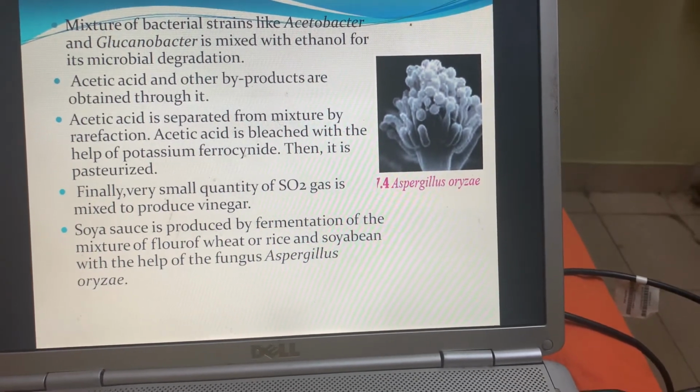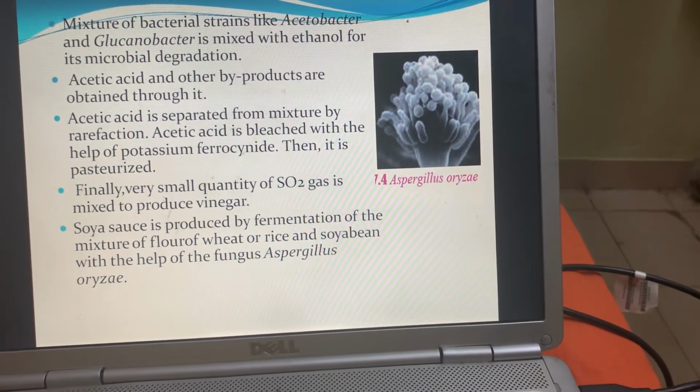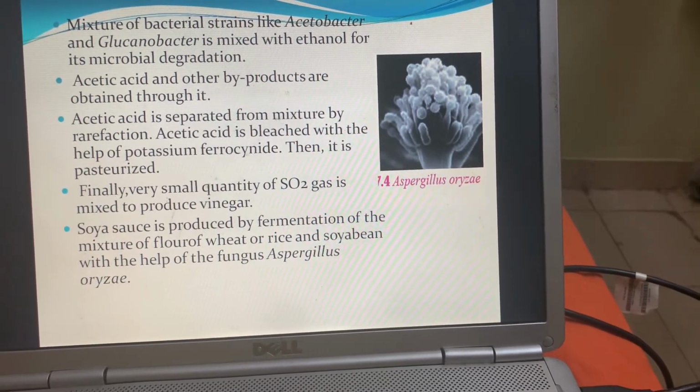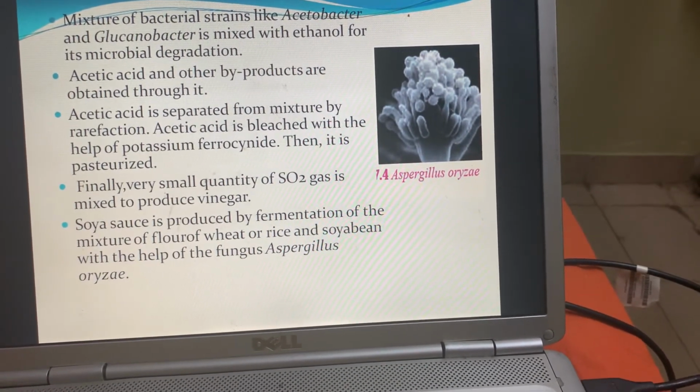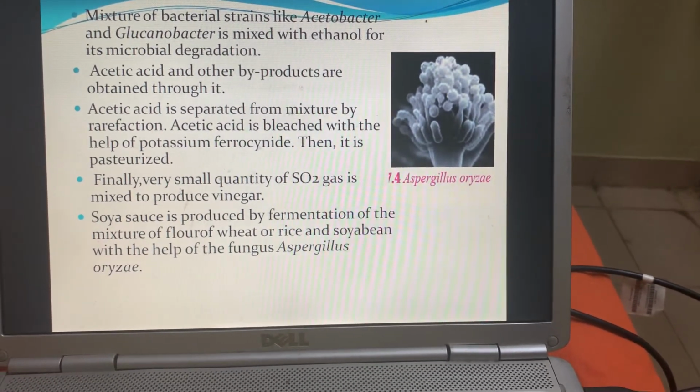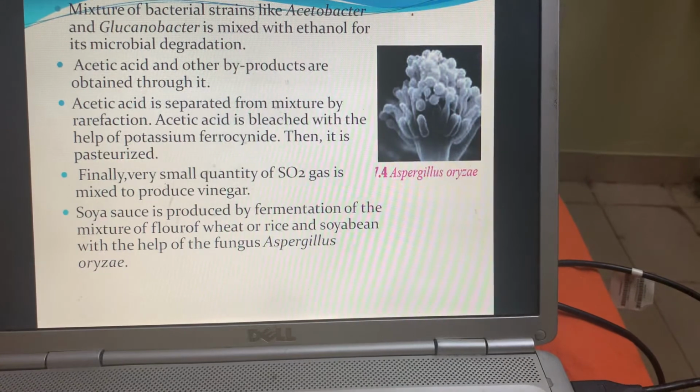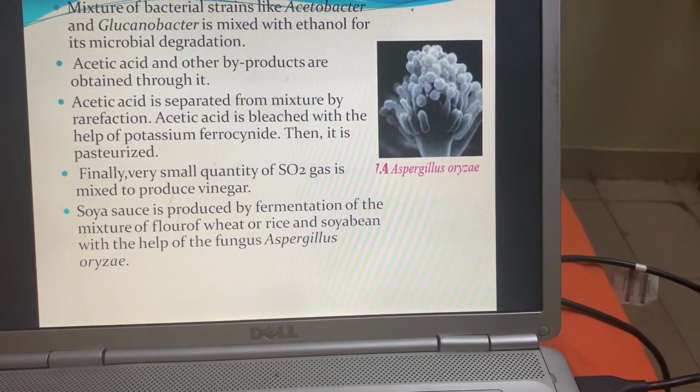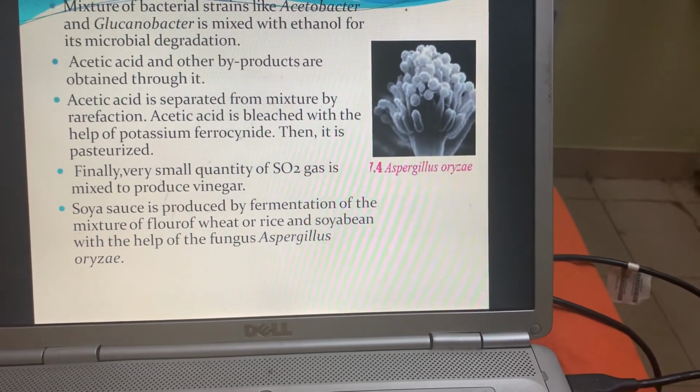Acetic acid is bleached with the help of potassium ferrocyanide, very important MCQ and fill in the blank question, and then again it is pasteurized. Finally, a small quantity of SO2 gas is mixed to produce vinegar.